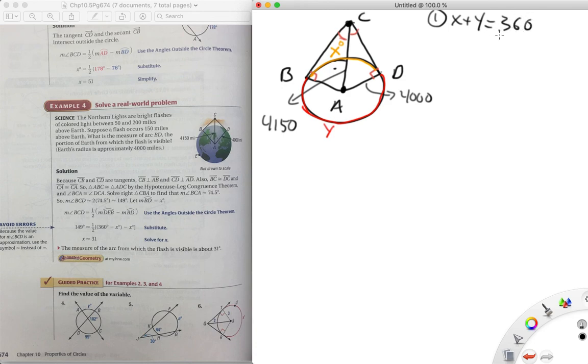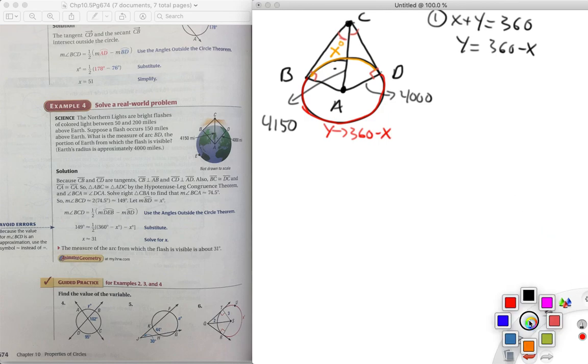If I wanted to know what Y is, I'm going to subtract X from both sides, and I can say that Y is equal to 360 minus X. So instead of calling this one Y, I want to call it 360 minus X. So we have our two arcs defined: we have X, and we have 360 minus X. Hallelujah. So that's step number one.